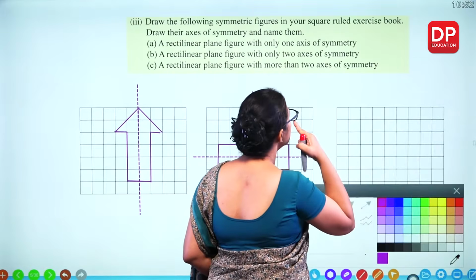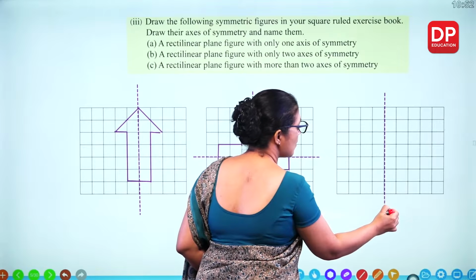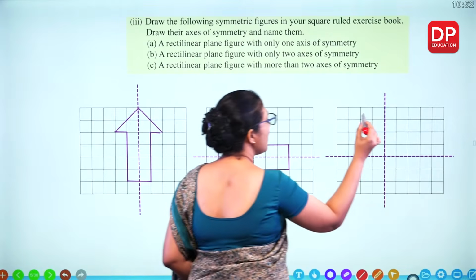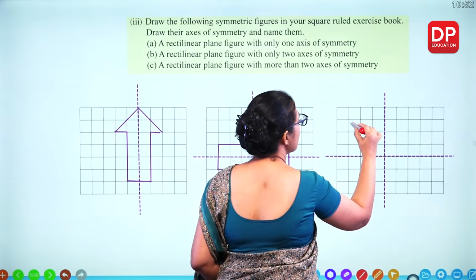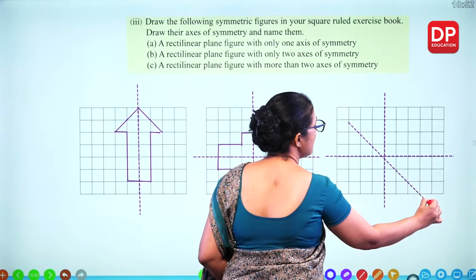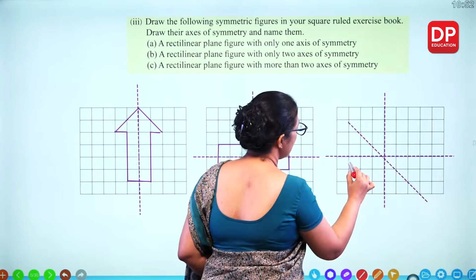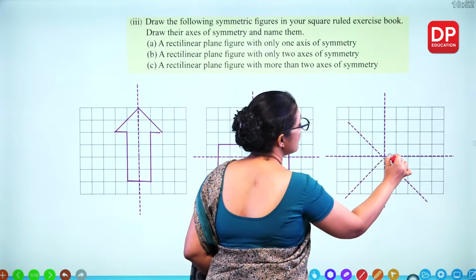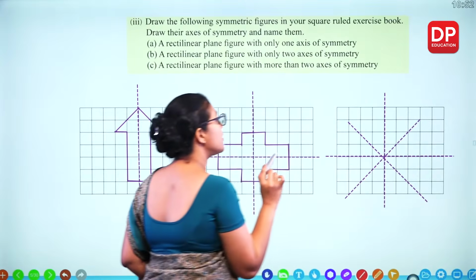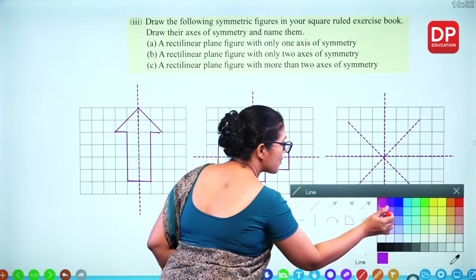So I'll draw first the four lines. 1, 2, and I'll take this line and 3 down and draw this line. 1, 2, 3, 4. 4 lines. Now I can complete the diagram.